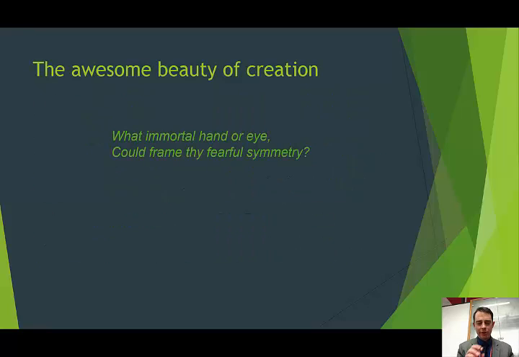Okay, so what I'm going to do is I'm going to discuss the idea there. The idea at the top there is the awesome beauty of creation. And I've selected parts of the poem you can see just here. I've selected probably 1 or 2 parts of the poem per idea that you can talk about. You can talk about more parts of the poem, but I've selected these specific quotes to talk about them.